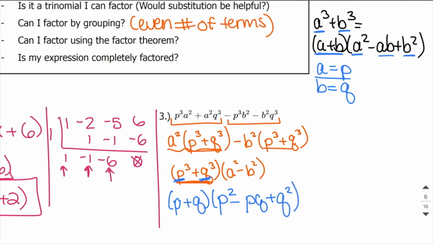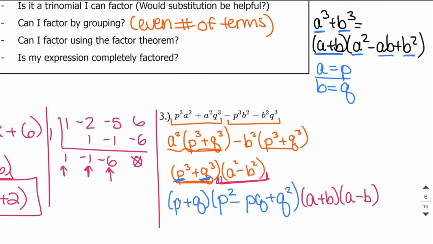Okay, then I'm going to take a look at what I have right here as well. This right here, I can recognize that that's a difference of perfect squares because there's subtraction, there's two terms, and they're perfect squares. So right here, this would become a plus b times a minus b. Okay, then I want to take a look at each one of my factors separately.